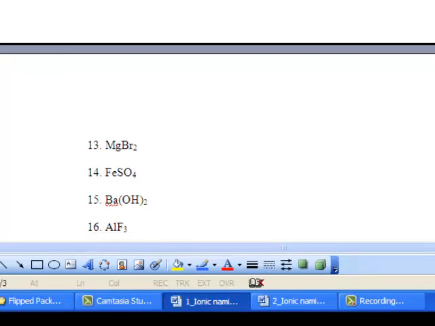So this first one, we look at the first thing we write down. It's magnesium, so we write down magnesium. There's only one charge of magnesium, so we don't have to do a Roman numeral. The second element is bromine. So instead of INE, we change it to IDE, and that's it. So magnesium bromide. Next one, we have iron.